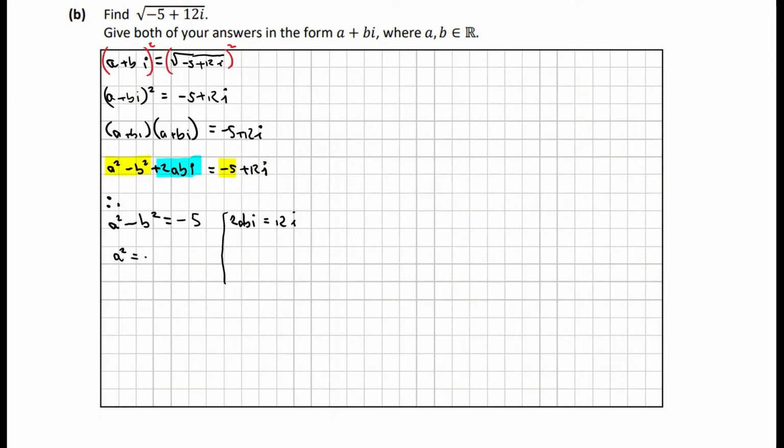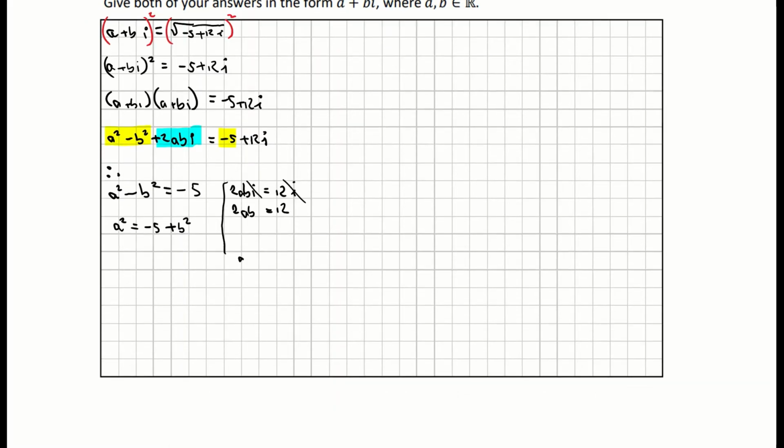I'm going to go a squared is equal to negative 5, moving over to minus b, or adding b squared to both sides, gets me minus 5 plus b squared. On the imaginary parts, I'm going to divide across by i, so they'll cancel. So that leaves me with 2ab is equal to 12. And I want to write a is equal to, so I'm going to divide across by 2b. So a is equal to 12 divided by 2b.